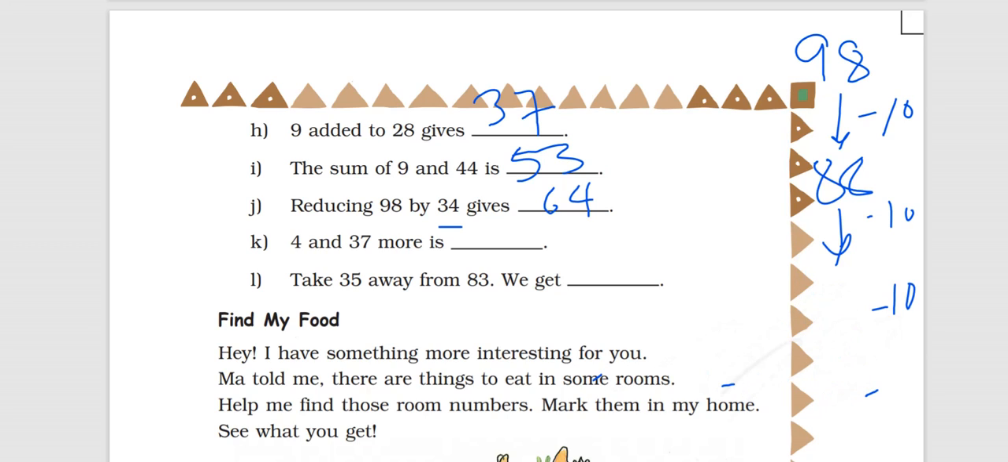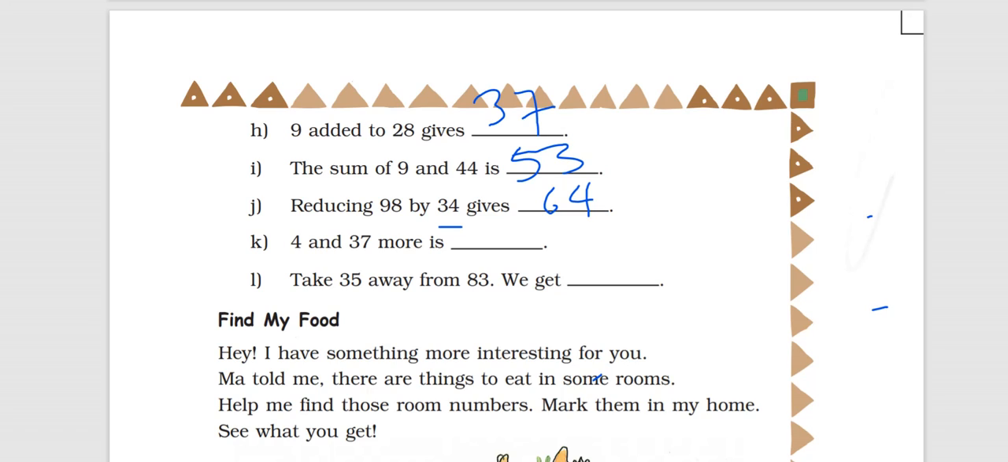The next one is easy. Also 37 plus 4. 4 more than 37. We can just count also 38, 39, 40 and 41.